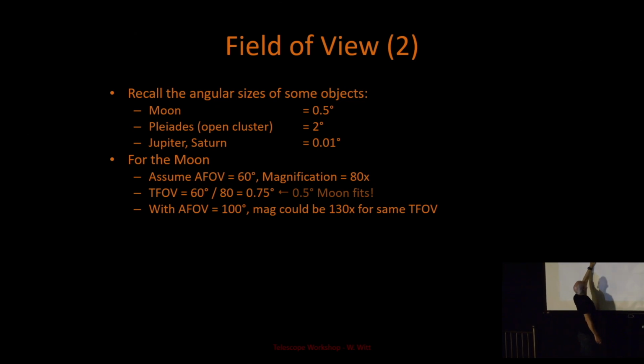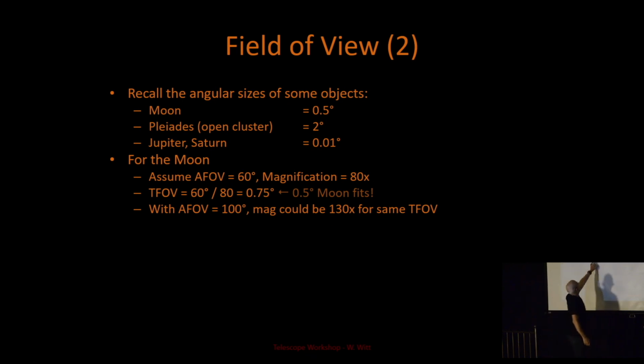That means our true field of view is, we get from this division, and the true field of view, the image circle that you see in your scope, gives you 0.75 degrees of sky. Does that make sense? Right? And so since we said the moon is half a degree, great, it fits in there perfectly, right? With some space around it.